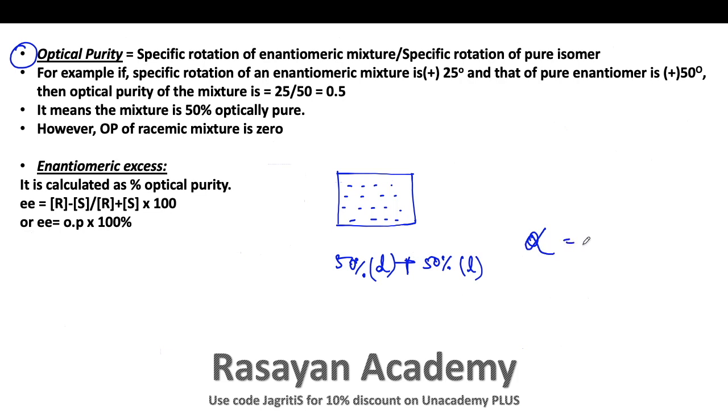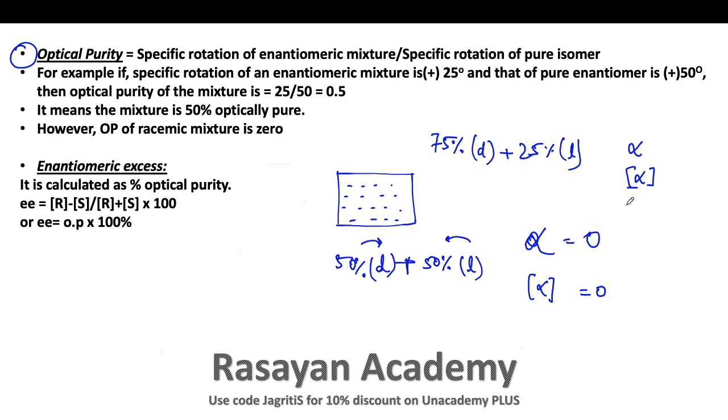The alpha, the observed value, is going to come out 0. Why? Because one half of the solution rotates it into the right direction, the other half rotates into left, and when both of these are equal, the optical rotation will be 0 and the specific rotation will also be 0. All right, but let's say I have taken 75% of D and I have taken 25% of L. Okay, then what is going to be the alpha value? What is going to be the specific rotation? What is the optical purity of the sample or the enantiomeric excess of the sample? That is what we have to find out.